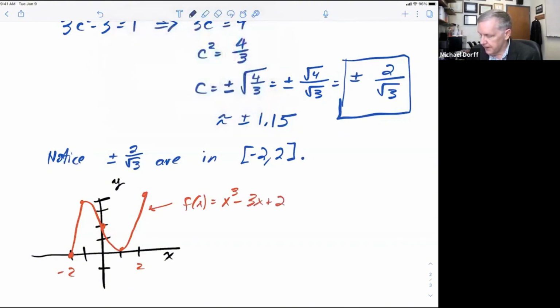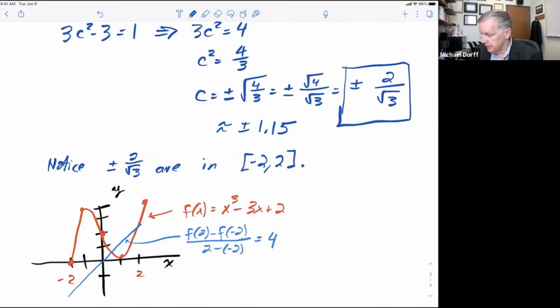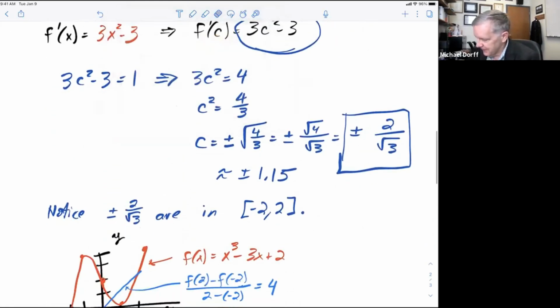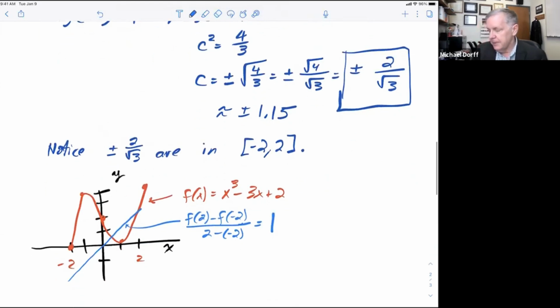Now we figured out here that the value of f of 2 minus f of -2 over 2 minus -2, that was equal to 1. Oops, yes, sorry, made a few mistakes there. That was equal to 1. Okay, so now there's got to be points. That's that slope there of that line.